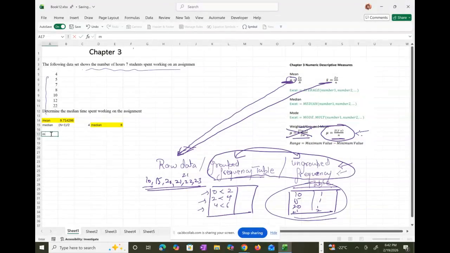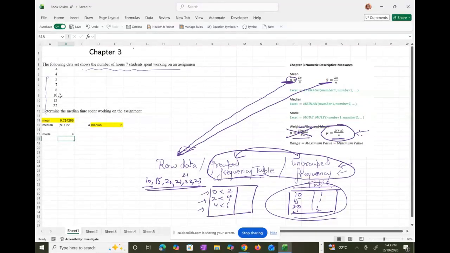Now the third thing, mode, means the term which is repeating itself the maximum number of times. In this one there is no term which is repeating itself the maximum number of times, so there is no mode. Let's say if there was one more term, 4. Now 4 is repeating itself the maximum number of times, so the mode will become 4. There can be more than one mode. If there are 2 modes, it's called bimodal. If there are more than 2 modes, it's called multimodal.